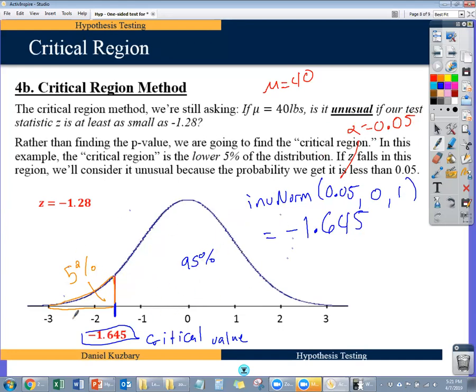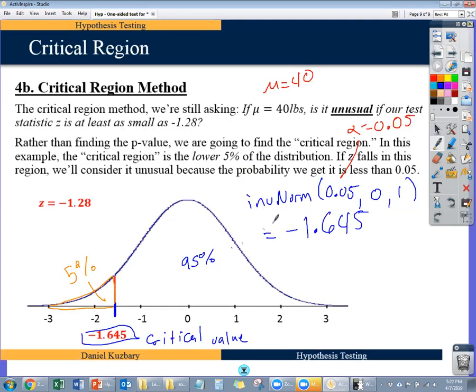I've divided my entire distribution so that anything that falls in this orange sliver is going to be rare. So if my test statistic is in here, it's going to have less than a 5% chance of happening, and we're going to call it unusual. Let me say that again. If my test statistic happens to be in this sliver, so something negative 1.645 or less, it's going to have less than a 5% chance of happening, and we'll call it unusual.